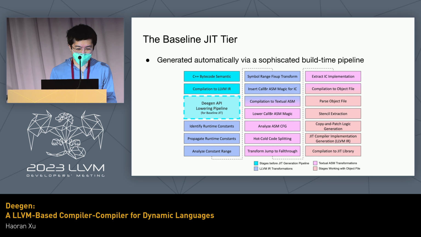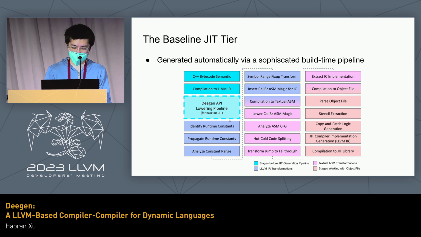pipeline at build time. So as we can see, we take in the execution semantic of the bytecode, and we compile it to LLVM IR. And then we first need to lower the Xu-Deegen APIs, like the call and the return and throw error and things like those. And then the thing is that for JIT, it's important to burn in constants.